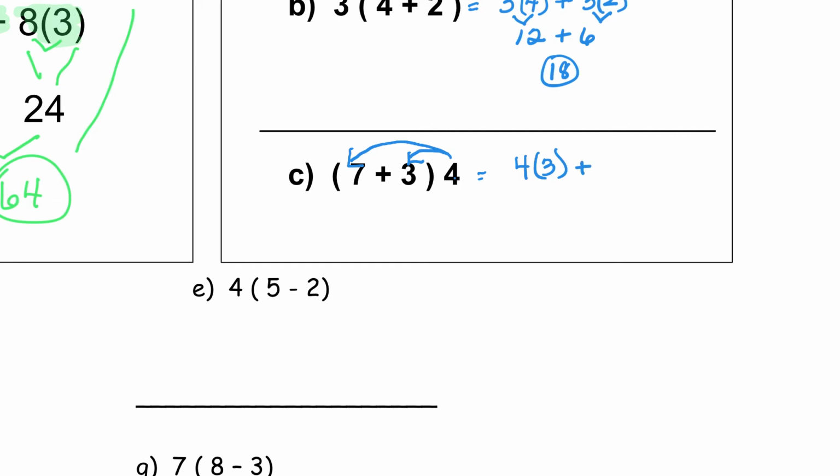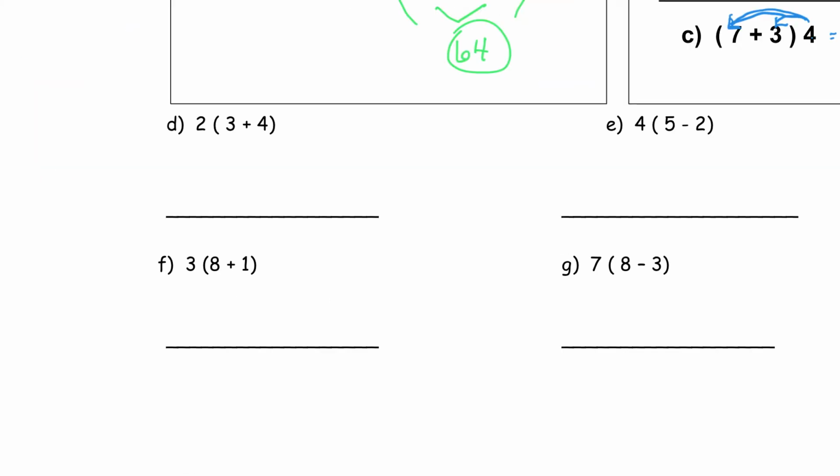Plus, and then we have the 4 times 7, in parentheses, and then we just solve. 4 times 3 is 12, plus, a lot of 12s in the first numbers, and 4 times 7, which is 28. And our final answer is 40. Now we're going to try each of the remaining problems. I'm going to ask you to try it on your own, and then you're going to pause the video and then check your work. Let's look at letter D.